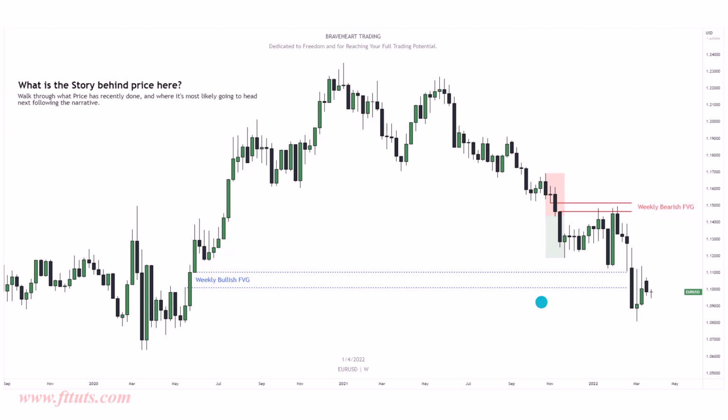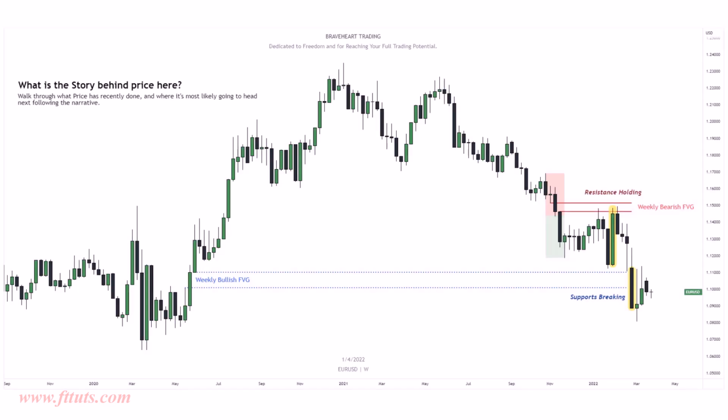So you can see here, we've reacted off a previous weekly bearish fair value gap. We've had displacement on the downside, breaking this weekly bullish fair value gap. So what's next?